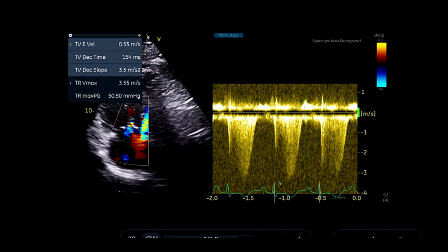There was a TR, mild to moderate, with a peak TR velocity of 3.55 meters per second, corresponding with about 50 millimeters of mercury TR pressure gradient.